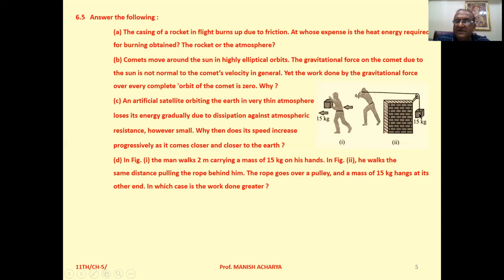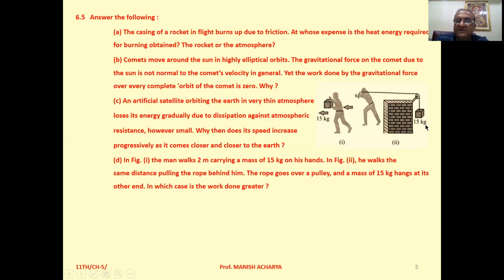So on the object, the pulling force is in the upward direction, and when this man moves by 2 meters, the object will also move upward by 2 meters. So the height of the object is changed by 2 meters. So the change in potential energy, that is mgh, is also equal to the work done. So in this second case, work done will be more, and we can calculate it as mgh.